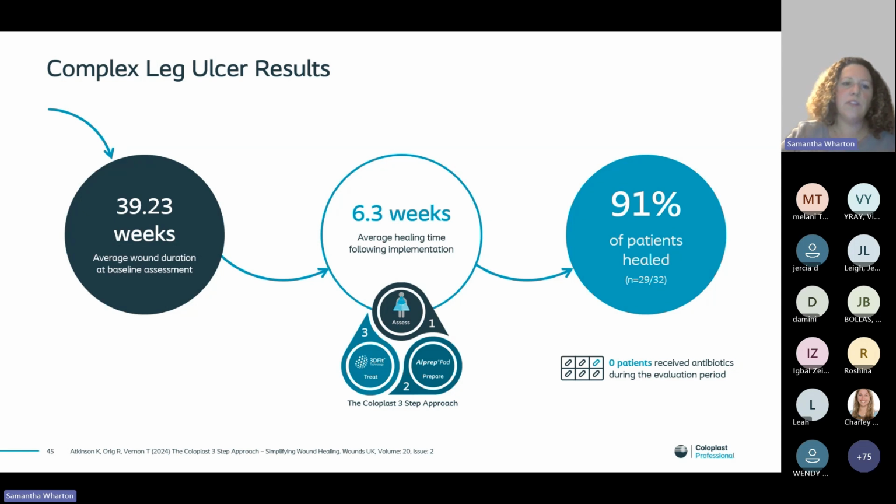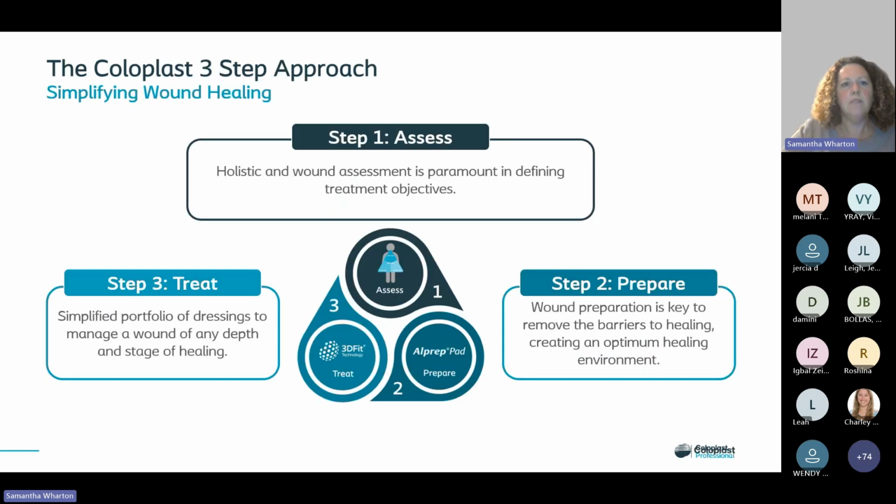The complex leg ulcers were present on average 39.23 weeks, and average healing time was 6.3 weeks, and 91% of those patients healed. Again, the ones that hadn't healed were on a healing trajectory. Nobody received any antibiotics. So we've gone through the 3-step approach of assess, prepare, and treat, and hopefully you have some thoughts and can take them back to your clinical practice when you go back.